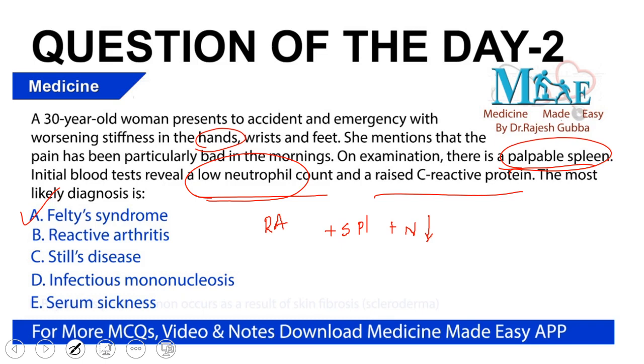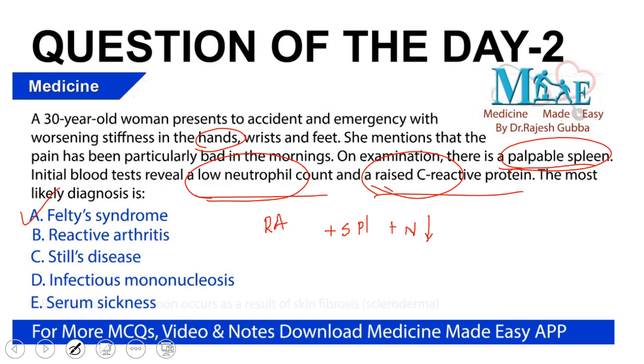How can you say that? Stiffness in the hands, wrist and feet, and mainly in the morning. And she is having palpable spleen, splenomegaly and neutropenia. This triad is suggestive of Felty syndrome. And why do you think that there is raised C-reactive protein? That is because of rheumatoid arthritis.